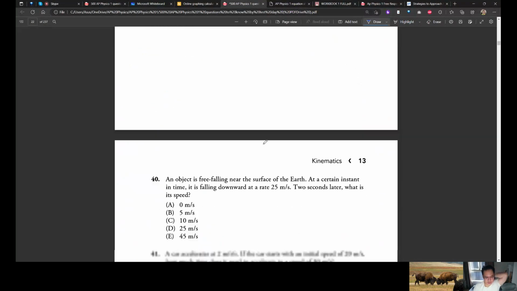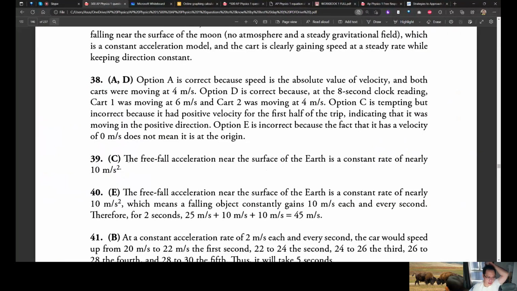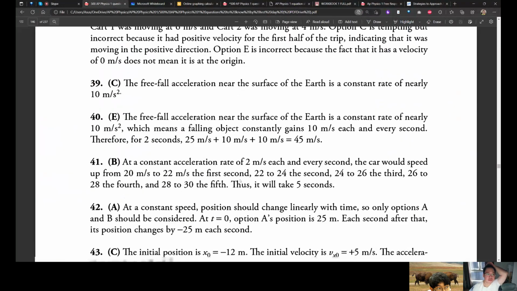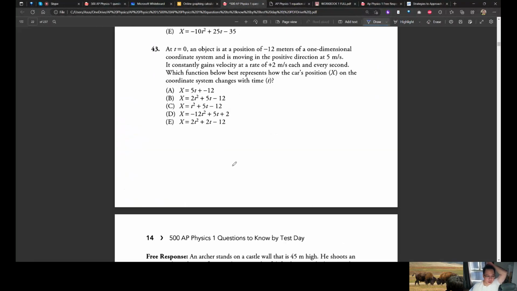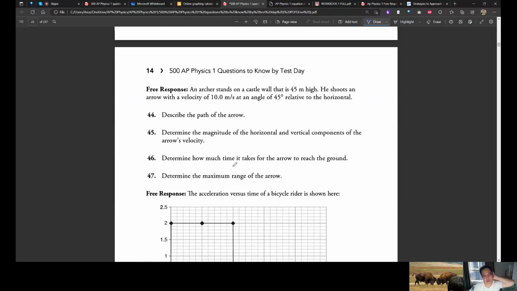46. And you can check the answer when answering the question at the end of this book. Yes. 46. Determine how much time it takes for the arrow to reach the ground.